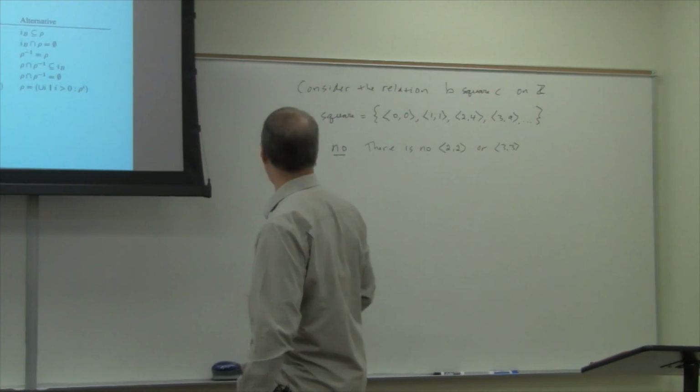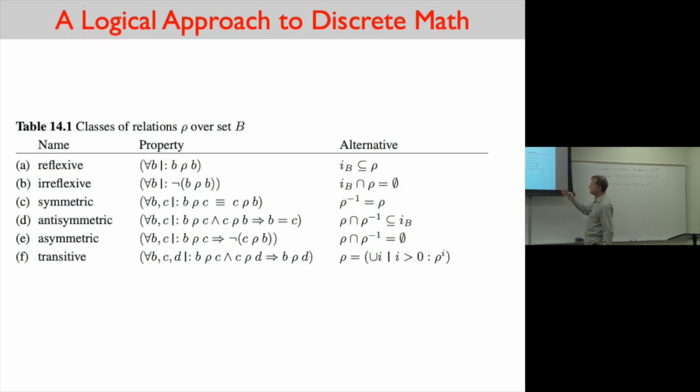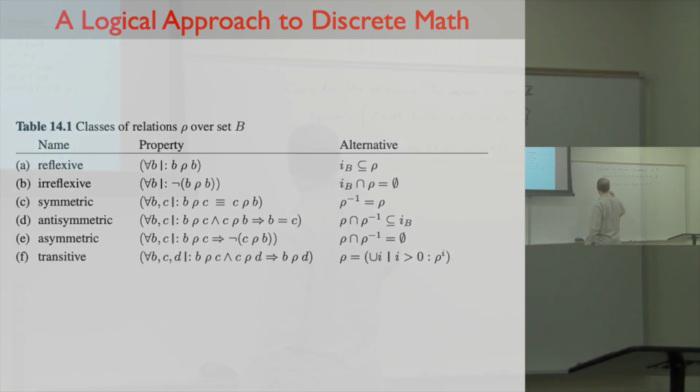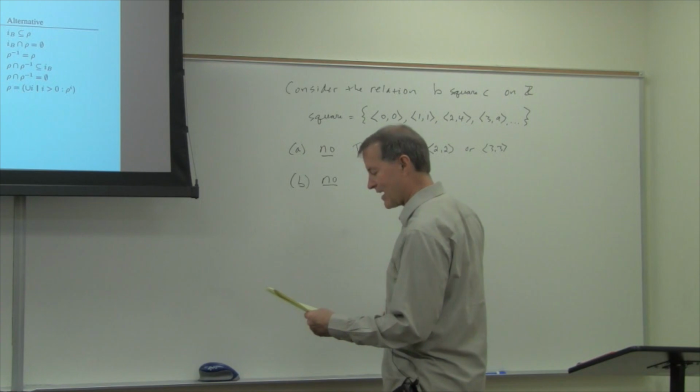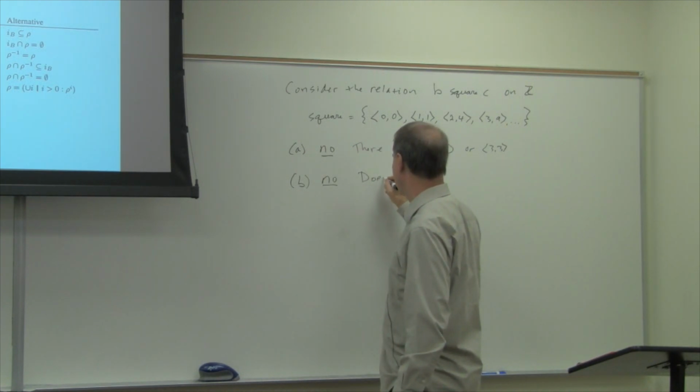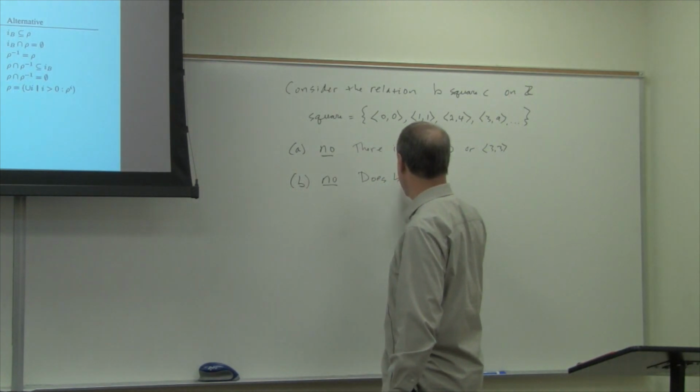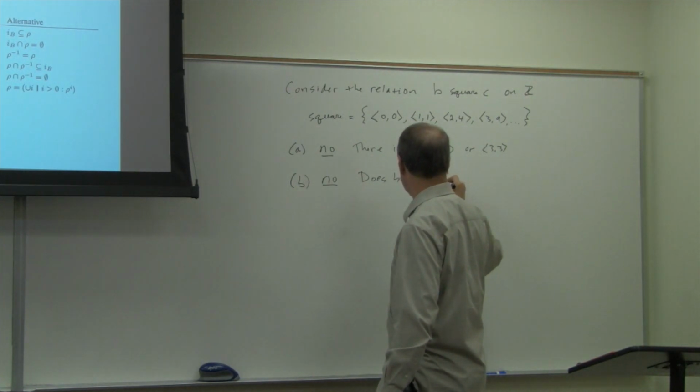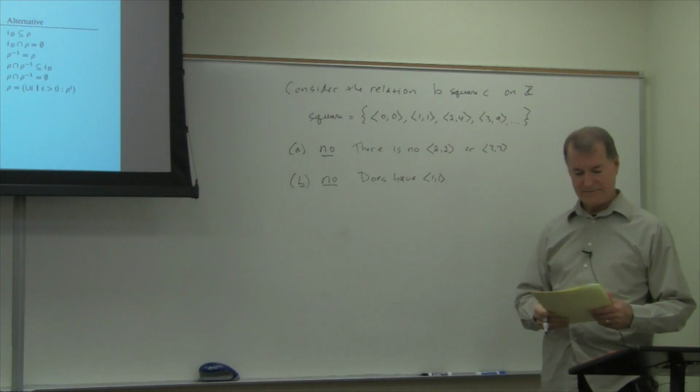All right. Now, how about B? Is it irreflexive? Wait a minute. You mean it's not reflexive or irreflexive either? What does irreflexive say? For all B, not B rho B. But there is B rho B. So this is also no, because it does have 1, 1. All right?